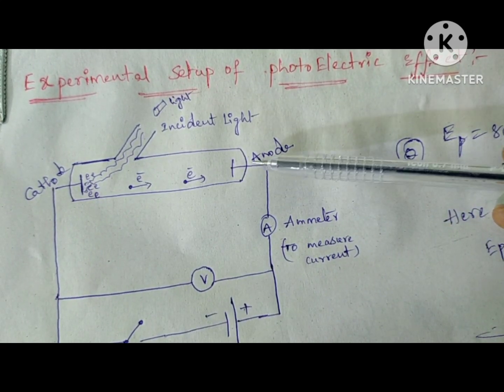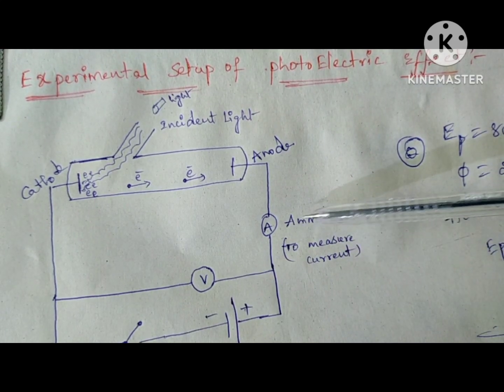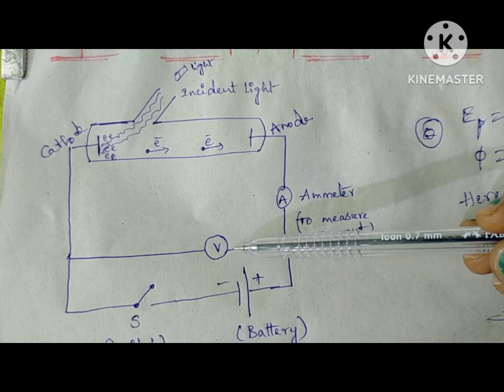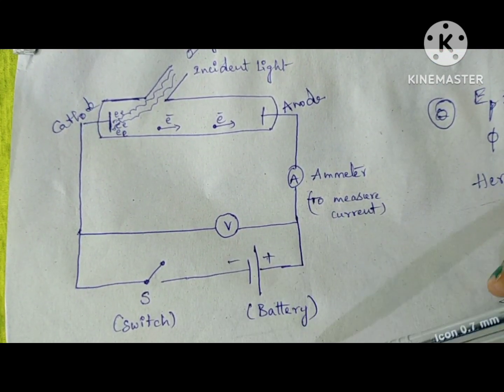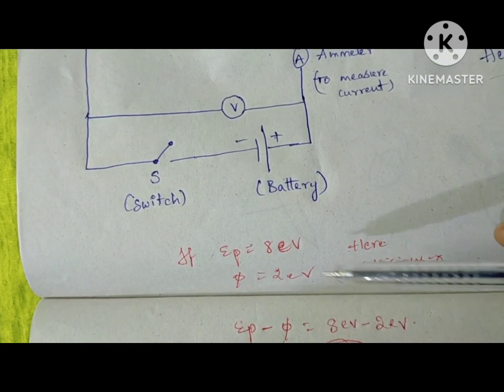the anode. So here we are using an ammeter. The purpose of the ammeter is to measure the current. Here we are using a voltage source, battery and switch. So we already know that. Let's do some simple calculations.